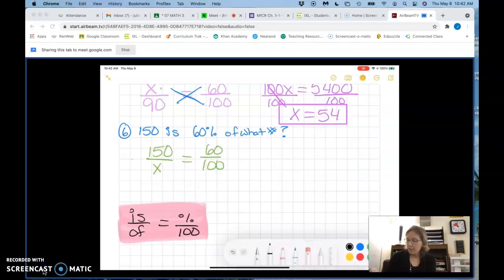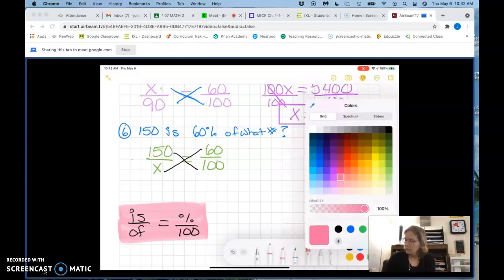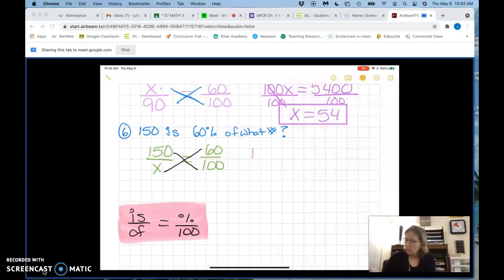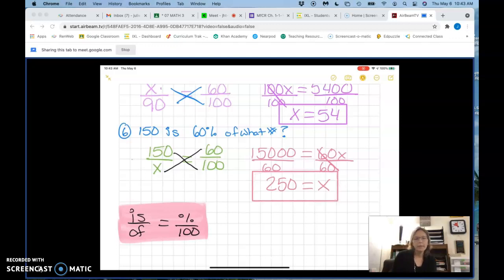Okay, so we set it up. 150 over x equals 60 over 100. And we are going to cross multiply now. And we're going to get 15,000 equals 60x. And so we're going to divide both sides by whatever's next to the x. And x equals how much, Bella? X equals 250. 250 is our of number this time, our base. Okay? And that is all for today, so let me know if you have any questions.